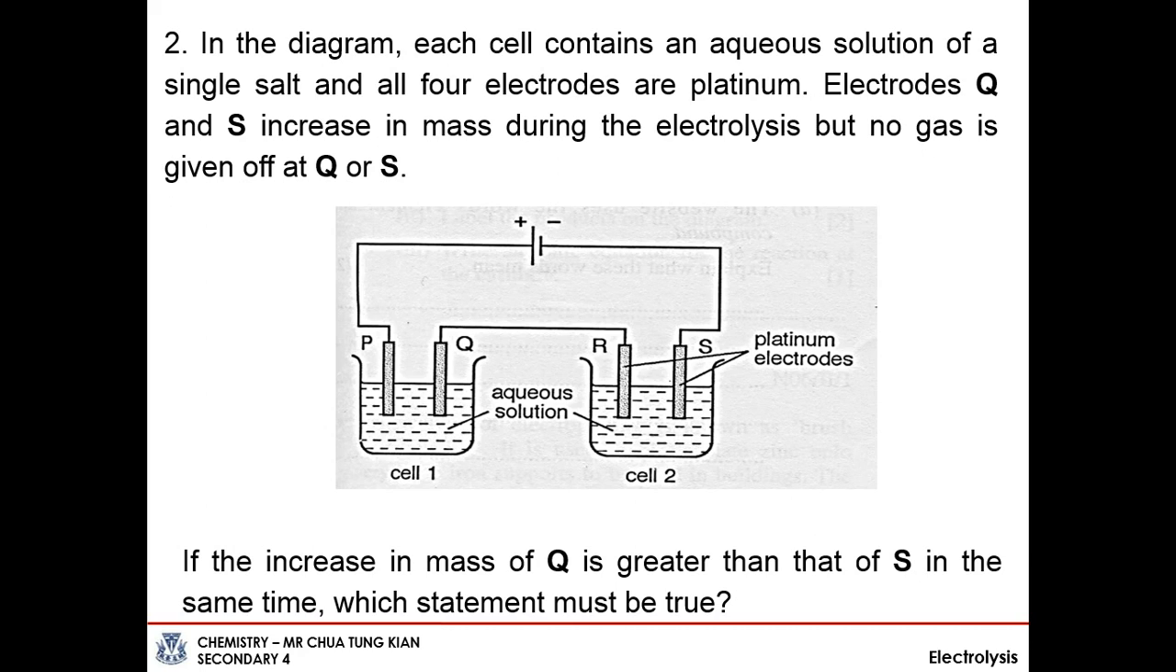Alright, for question 2, why is the increase in mass of Q greater than that of S? If we were to analyze the 4 options here, we will know that D is not possible because D is talking about P and R. So why does the mass of electrode Q increase more than S?